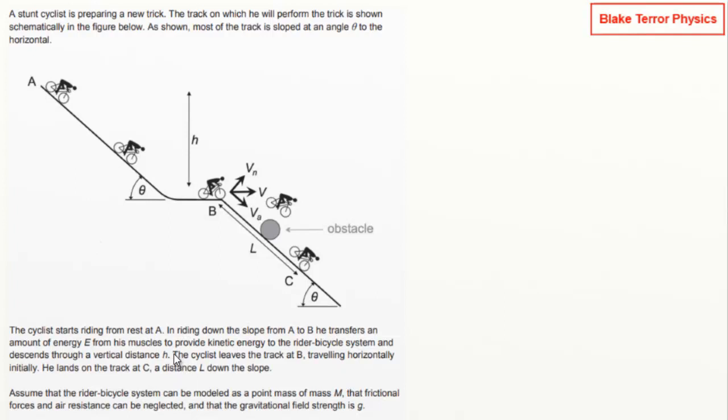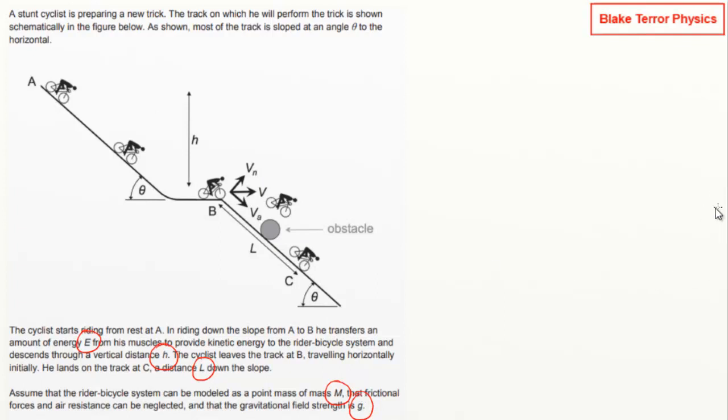In riding down the slope, he transfers an amount of energy E from his muscles to provide kinetic energy, descends through a vertical distance H, leaves the track at B, jumps over this obstacle, lands at C, a distance L down the slope. We can assume that the rider bicycle system can be modelled as a point mass of mass capital M, and there's no friction, no air resistance, and the gravitational field strength is G. Right, so that's our setup.